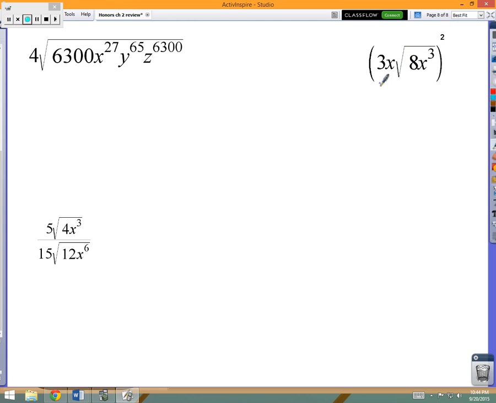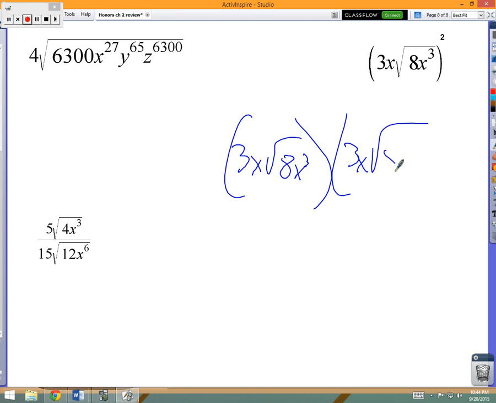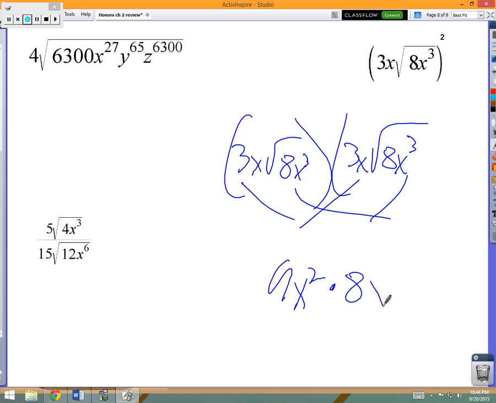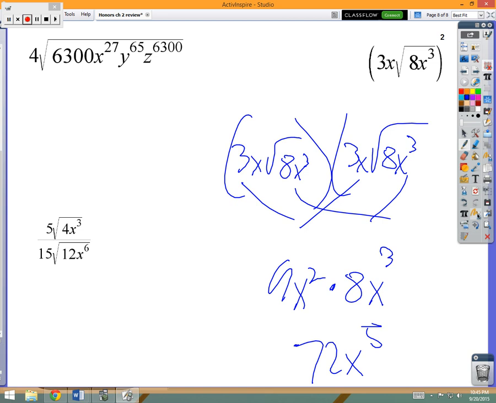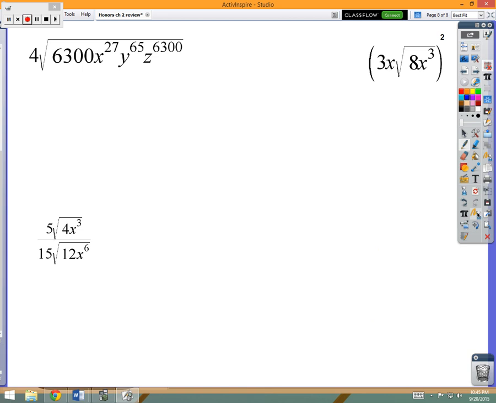3x times the square root of 8x cubed, squared, is 3x times the square root of 8x cubed times its exact self. 3x times the square root of 8x cubed. This times this is 9x squared, and this times this is this. And this times this is this. This is pretty freaking fun.